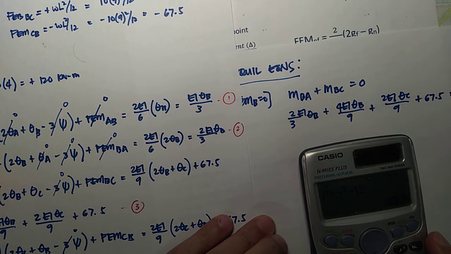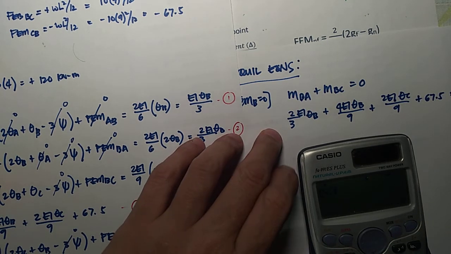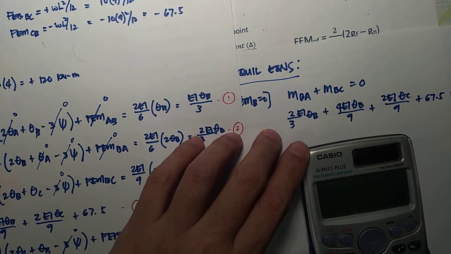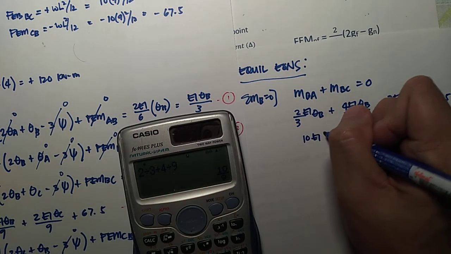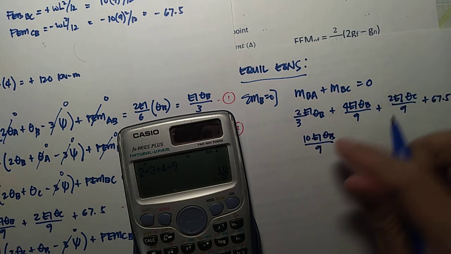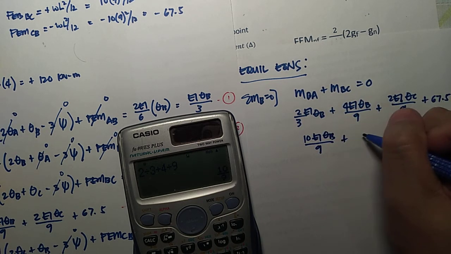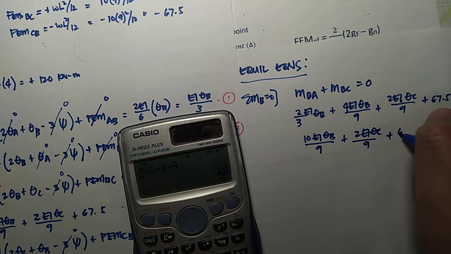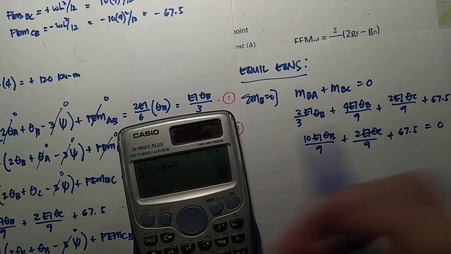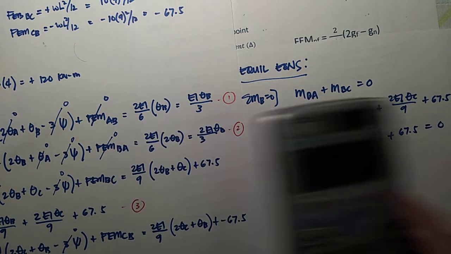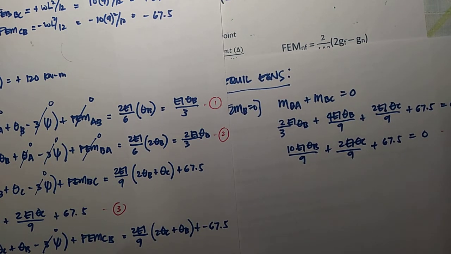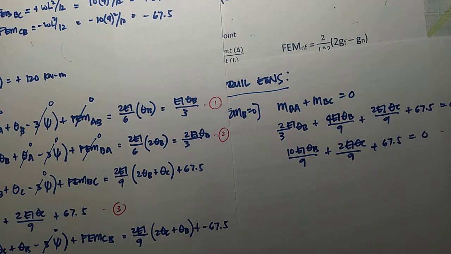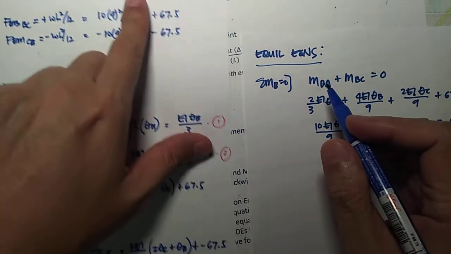So pagka sinimplify natin is 2 over 3 plus 4 over 9. So that's 10 over 9 sa theta B plus yung theta C as is. So 2 EI theta C over 9 plus 67.5 equals 0. So this would be, let us call it, our equation number 5. Okay. Another equilibrium equation is at support C, diba?